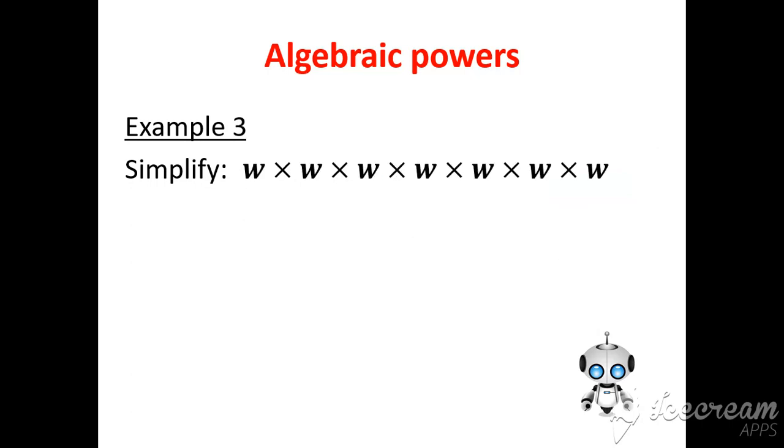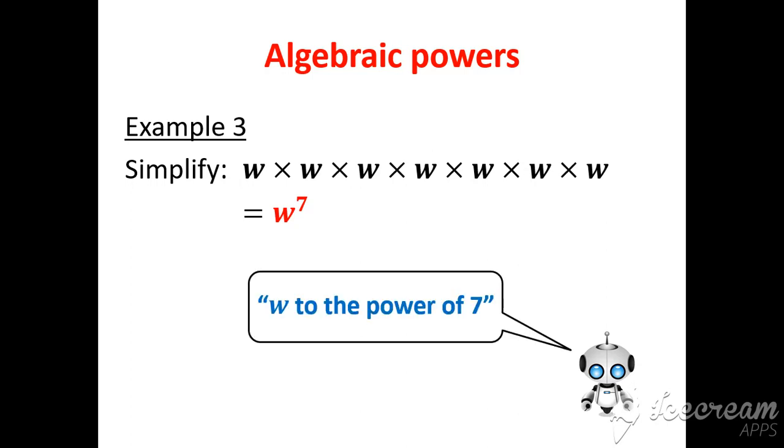Right, well, what about w times w times w times w times w times w times w? There's 7 of them being multiplied together. Well, just like numbers, we're going to write it with powers. We're going to write it as w to the power of 7. There's no shortcut for saying power of 7 like there is for power of 2, we say squared, and power of 3, we say cubed. Once we get past a power of 3, there's no real shortcuts that we need to learn.